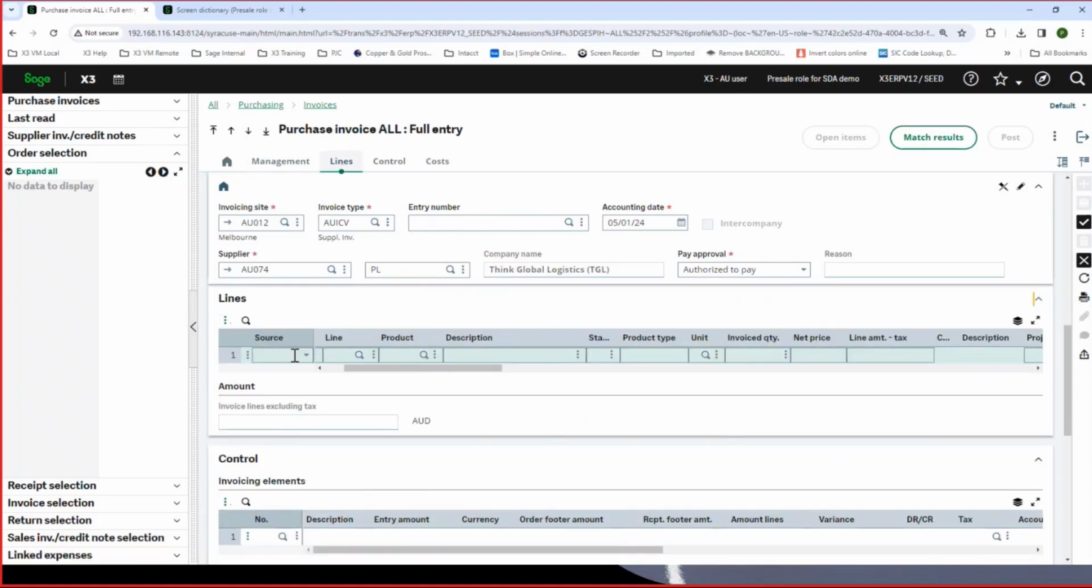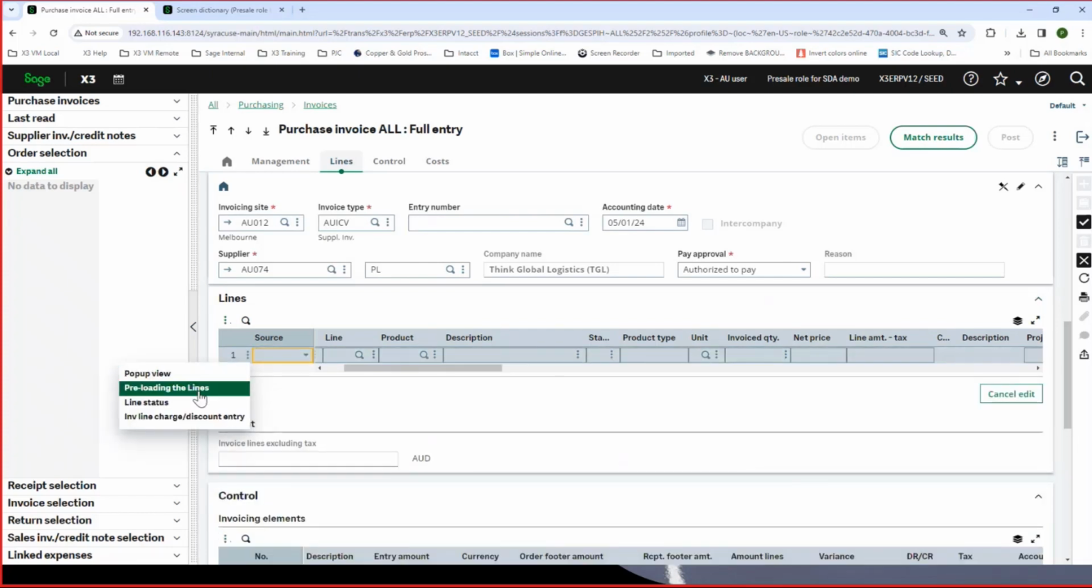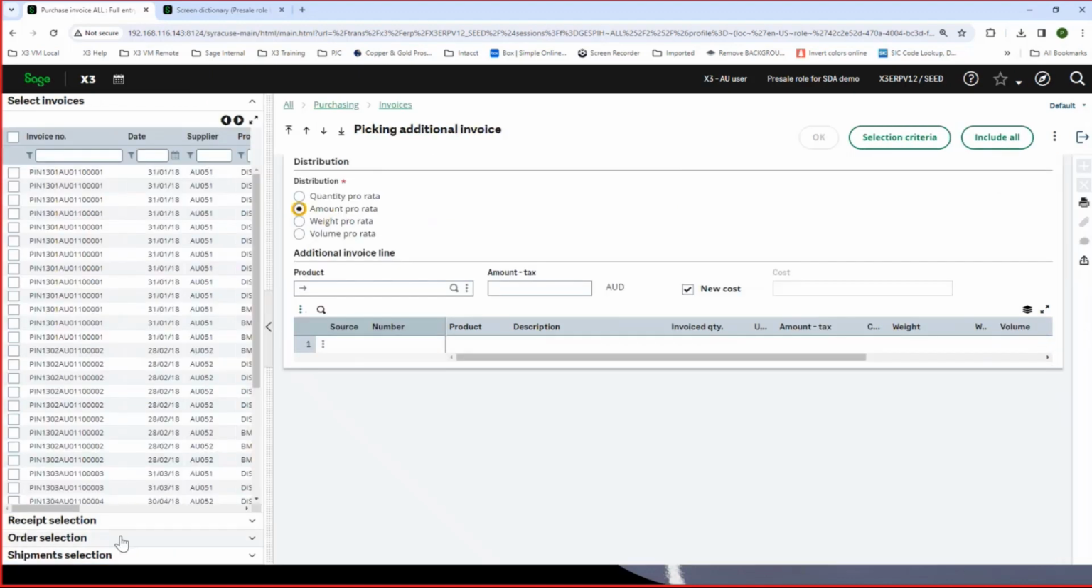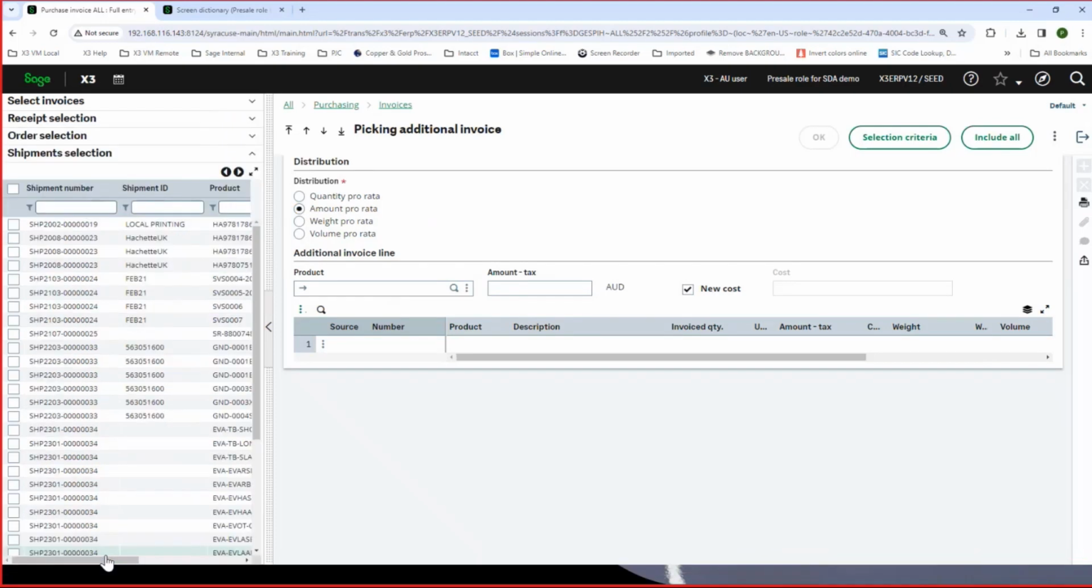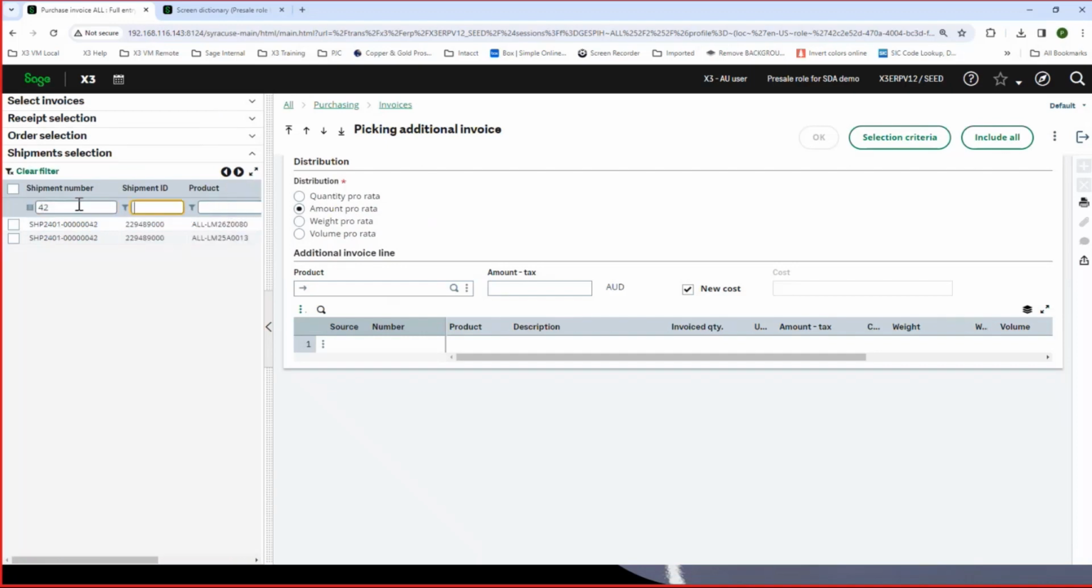So as I said, in this case, I cannot select a purchase order. So there is a special function here to preload lines and retrieve information either by receipt, order, or shipment. So we're going to do that. And it's my shipment 42. So it's narrowing down, but you could be looking at the transport, the voyage number, the quantity, a particular product, or a shipment ID, that vessel number that we saw before.